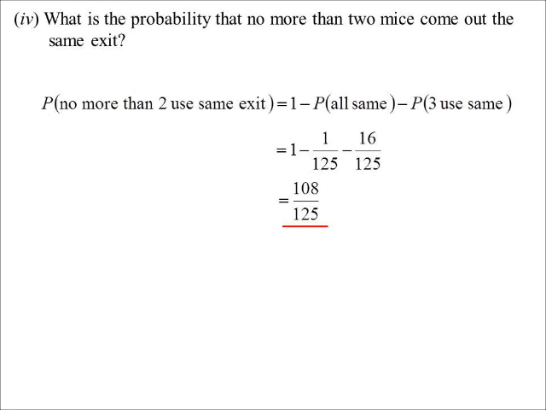So I'll just go 1 minus what we worked out for all of them go through the same exit, which is 1 in 125, and then minus 3 use the same exit, which we worked out was 16 on 125, giving us 108 on 125. So that was the basic counting principle. And that was with replacement, a lot of that.